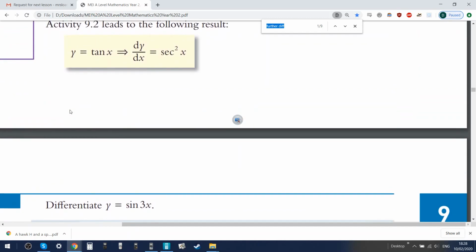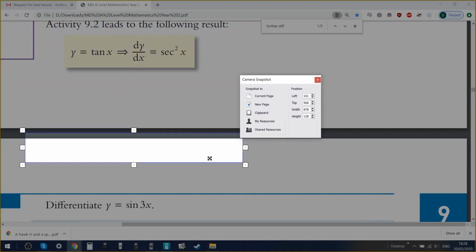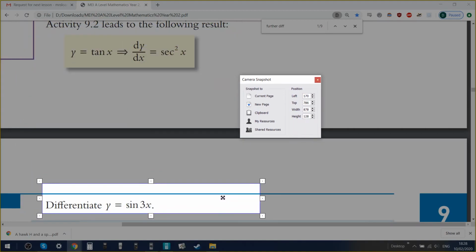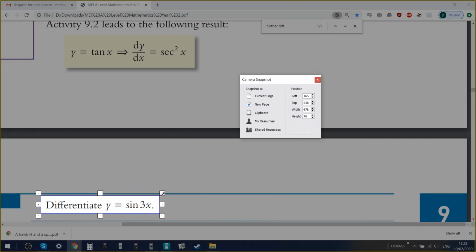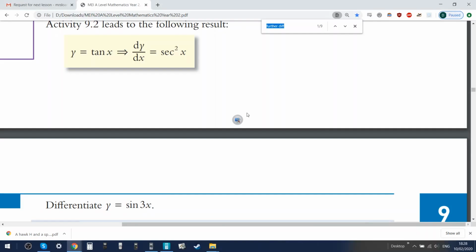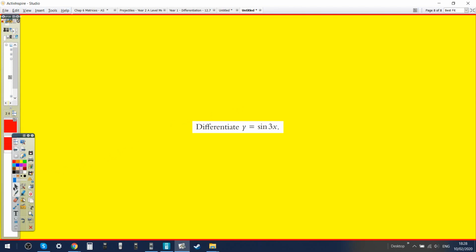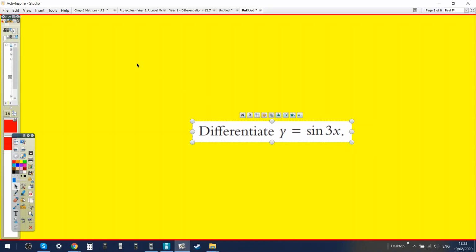Okay, differentiate this one down the bottom. So y equals sine 3x. Is the derivative of sine just cos? Mm-hmm. And the derivative of cos is minus sine, right? Mm-hmm. What's the derivative of minus sine? Minus cos. What's the derivative of minus cos? Just sine. Yeah, and it goes back around.